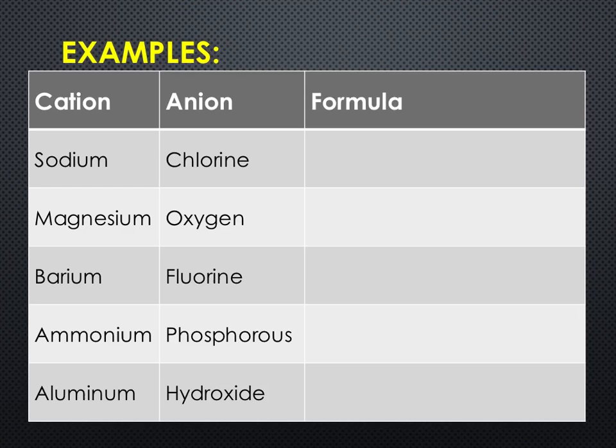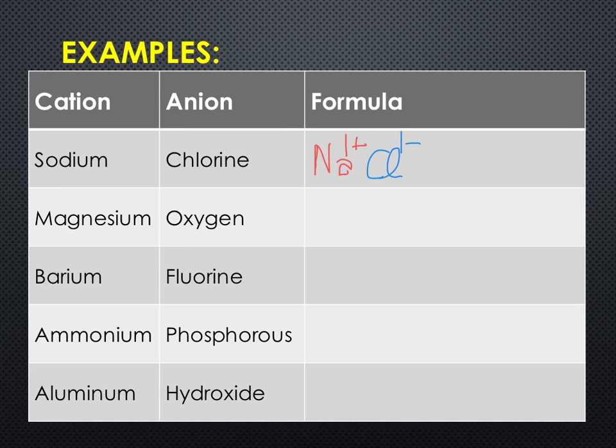So you're going to need your periodic table to do this. The first thing we're going to do is look at the cation and the anion. The first one is sodium and chlorine. So I look at my periodic table and I say that sodium is this, and I know that it's a 1+ charge. And then I know the chlorine is going to be 1- charge.